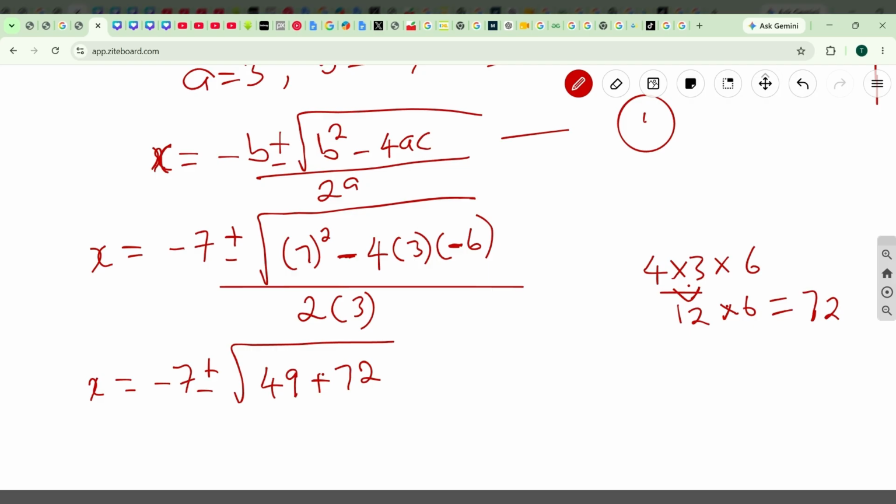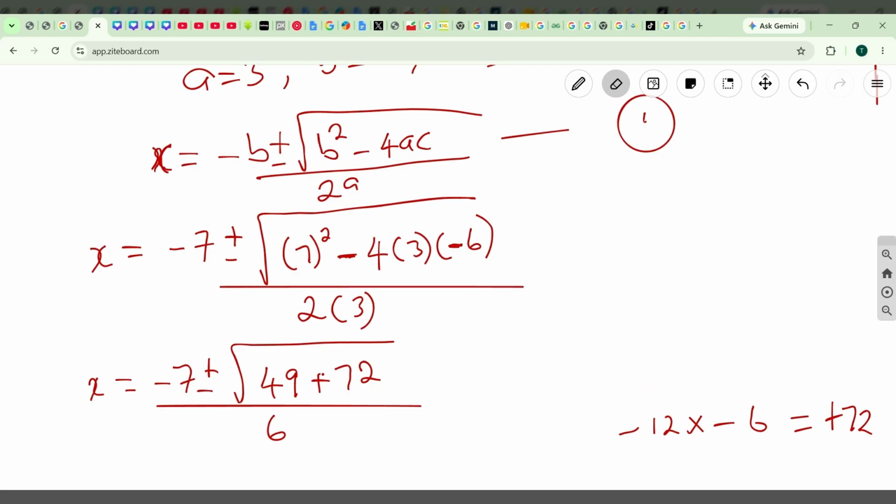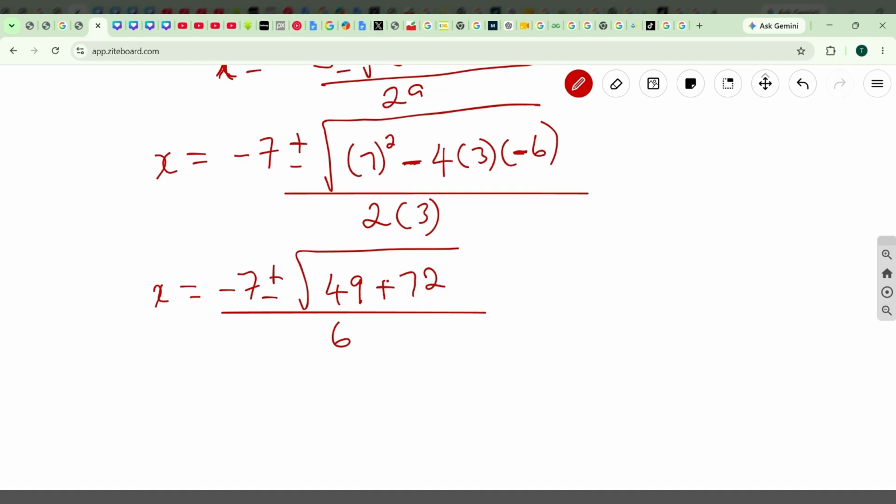It's just like you're saying negative 4 multiplied by 3 multiplied by negative 6. Negative 4 multiplied by 3 is negative 12. Negative 12 multiplied by negative 6 is positive 72. So our sign will change from negative to positive. And 2 times 3 is 6. So we just need to take it step by step. Like I said, you don't need to be in a rush so that you will make mistakes.